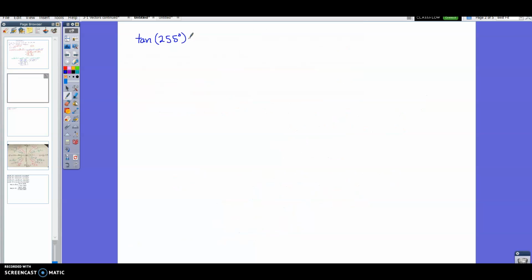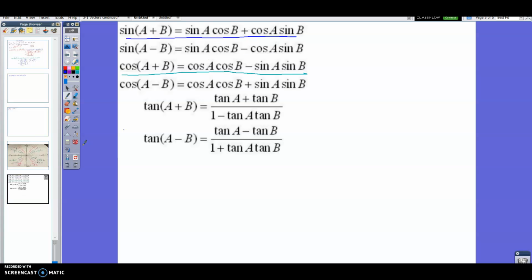Okay, so now we're going to find the tangent. So we're going to basically do the exact same thing. We're going to rewrite 255 as 210 plus 45. And what we're going to do now is fill out the formula for that. So tangent of A plus B. So we're going to use this formula right here. The tangent of A plus the tangent of B divided by 1 minus tangent A times tangent B.